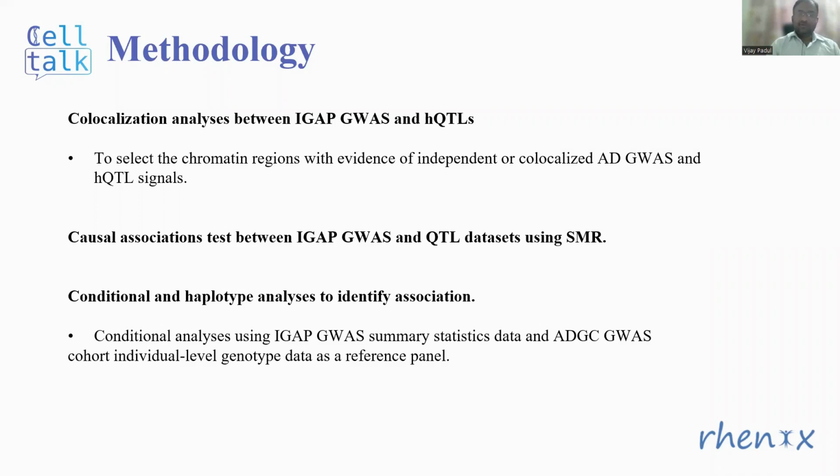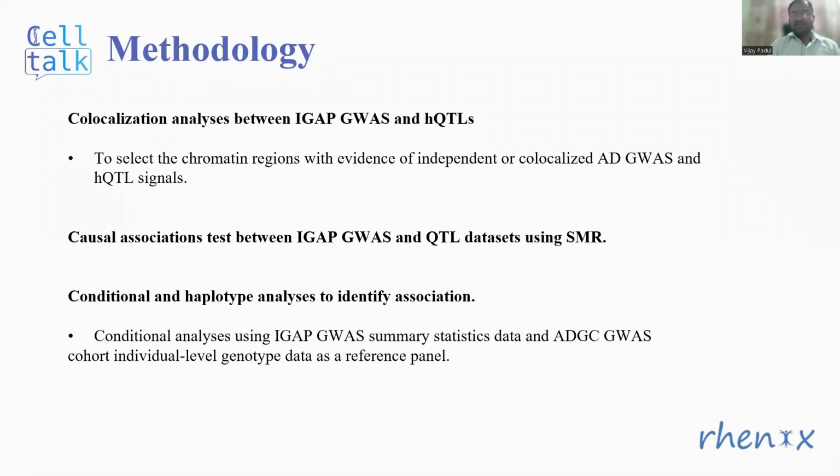So those particular variants that are associated with AD, Alzheimer's disease, associated with the risk association, they have co-localized it with the HQTL signals to identify which particular alleles are highly expressed. The next, causal association test between the IGAP GWAS and the QTL datasets using SMR.